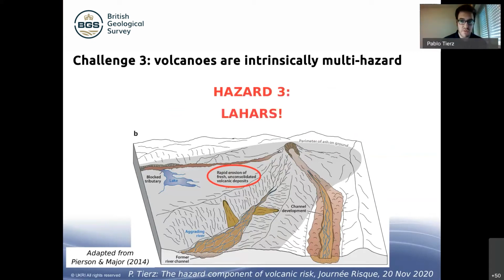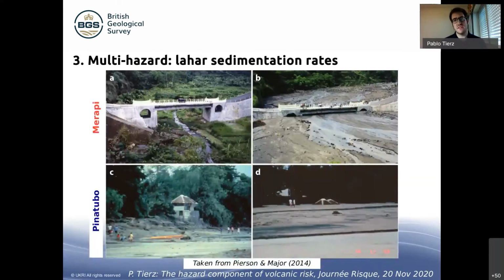And that's where our third hazard comes in, which are these lahars, which are water-sediment flows, again similar to pyroclastic density currents, very complex rheologically, and they can carry particles or blocks from tens of meters all the way down to microns in terms of the diameter of the particles that they carry. And one of the things related to lahars is that they have very high sedimentation rates.